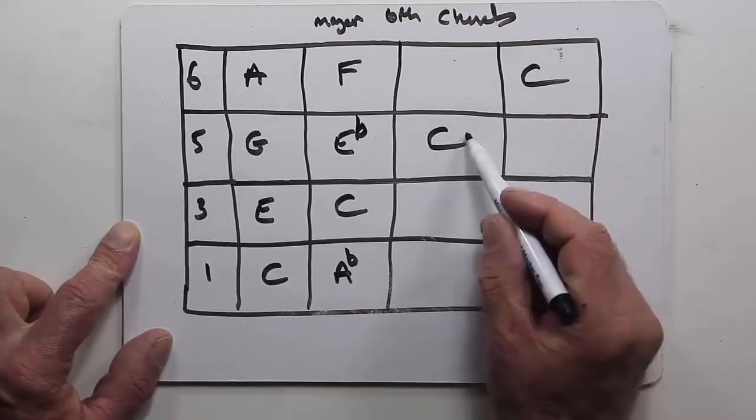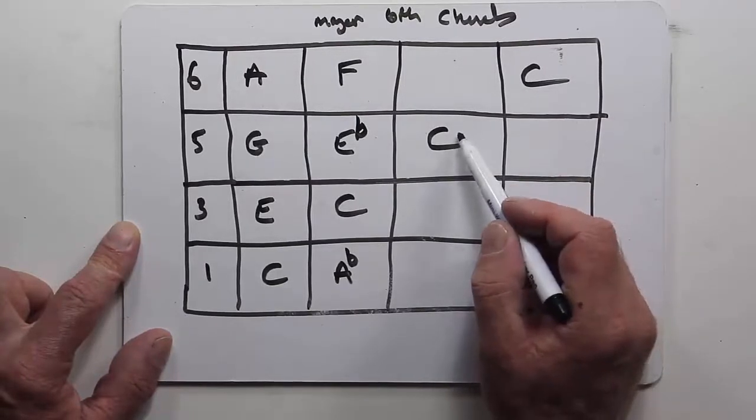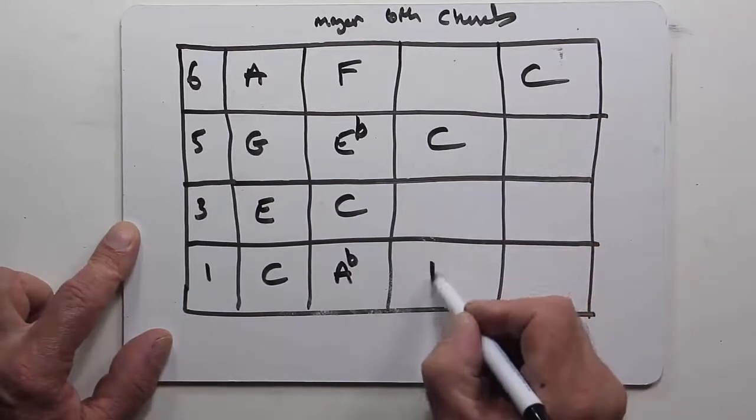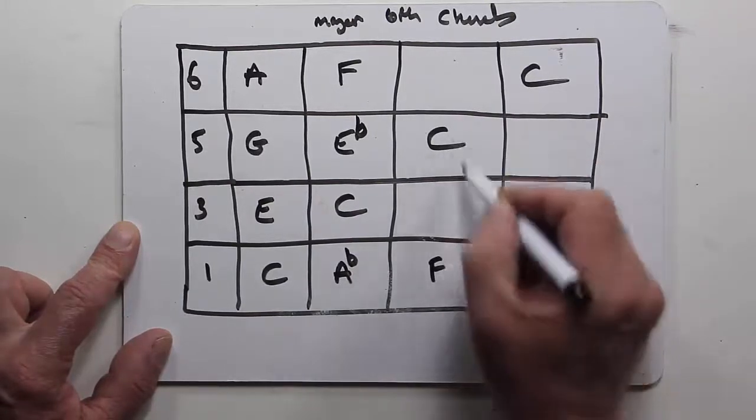So what about this one here? Well, a perfect fourth below that C would be F, which would make a perfect fifth there, wouldn't it? You know what I mean?